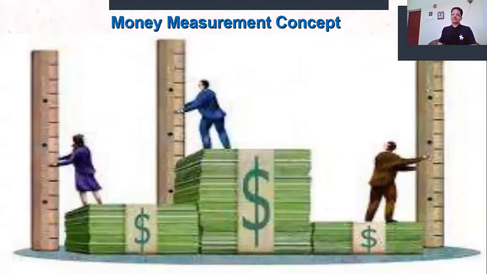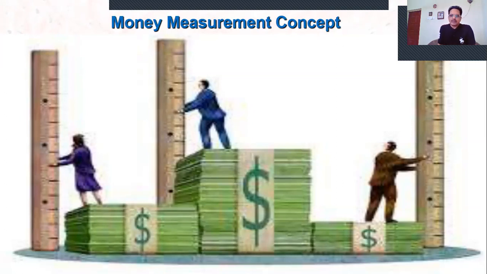Next, the second one is the money measurement concept. Money measurement is also very clear. Regarding reporting, all monetary transactions which can be measured in terms of money can be recorded. Non-monetary transactions are not recorded and reported in your financial statement, but you have to show them as separate notes. If there are any material facts, you have to show them in your statement, but they are not included in your accounting recording.